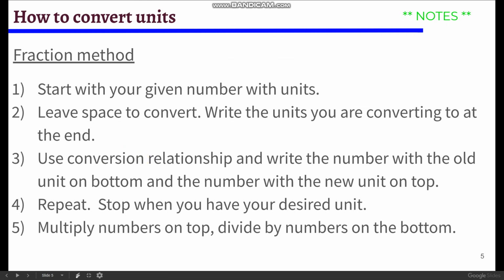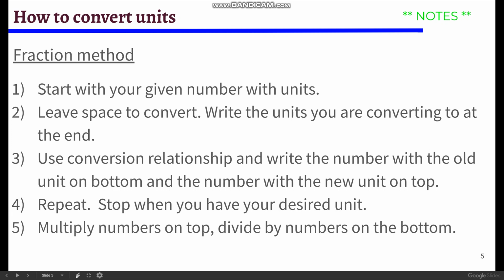Now, there are other methods to do this. If you know how to do them, you're welcome to try that way. And I'll even give you feedback to help you if that's the way you want to try to do it. But the way I'm going to teach in class is going to be the fraction method. So how does that work? Well, you start with your given number of units. You leave space to convert. And then you write the units that you are converting to at the end.